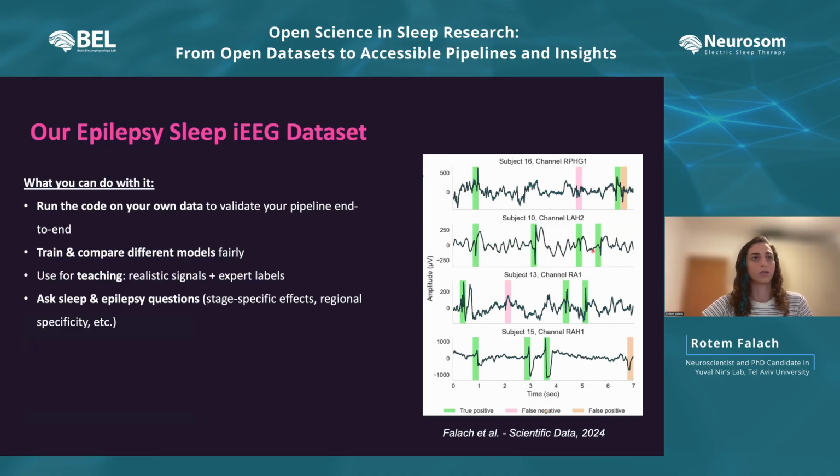This is an example of some detection. We can see in green all the true positives, some false positives in pink, and false negatives in pink, and false positives in orange. So what can you do with this data?